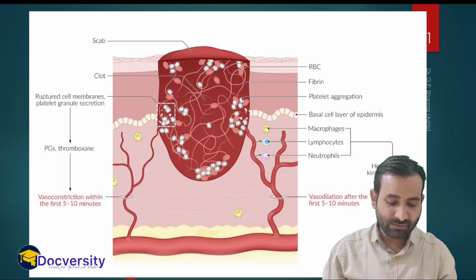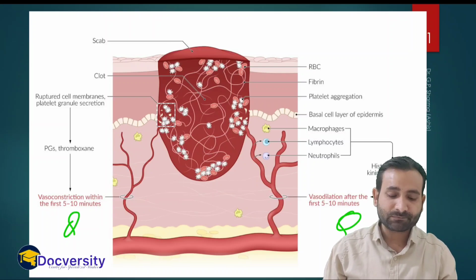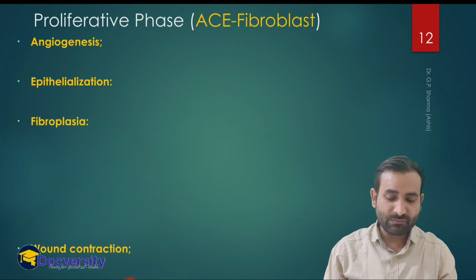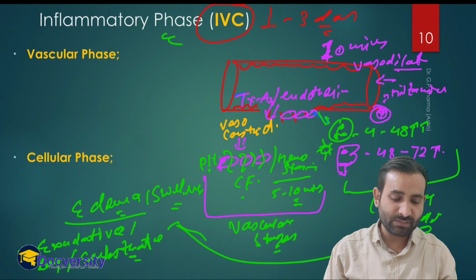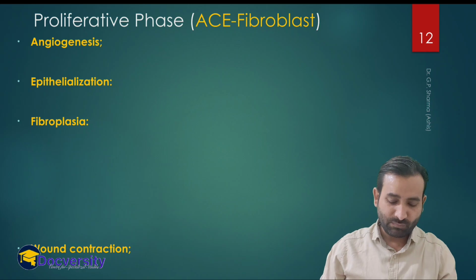And you can see this picture in the inflammatory phase: vasoconstriction for 5 to 10 minutes, vasodilation after 5 to 10 minutes. These are questions in the exam, right? So please remember this one. After this, we go to the proliferative phase. In the proliferative phase, we have the ACE, the fibroblast. Here the inflammatory phase was carried out by the blood vessels, and then we have the macrophages, and then we have the neutrophils. These are the predominant cells in the inflammatory phases. And let's go to the proliferative phase.